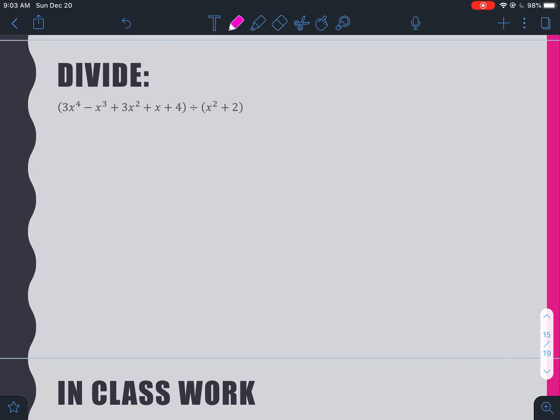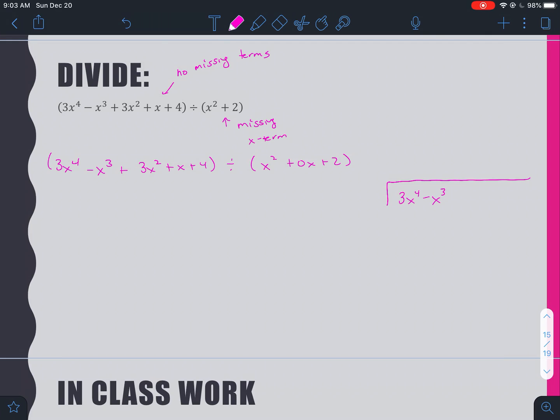All right, last one. 3x to the fourth minus x cubed plus 3x squared plus x plus 4. So there's no missing terms in this one, and it's in descending order. And then in this one we have x squared plus 2, so this one does have a missing term. It's missing the x term. So this is going to be 3x to the fourth minus x to the third plus 3x squared plus x plus 4, and then divided by x squared plus 0x plus 2.